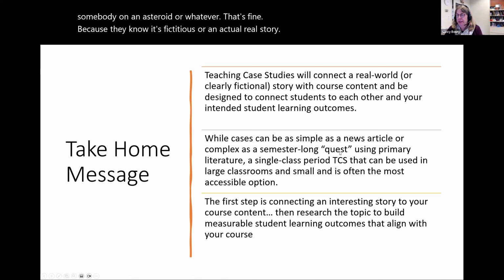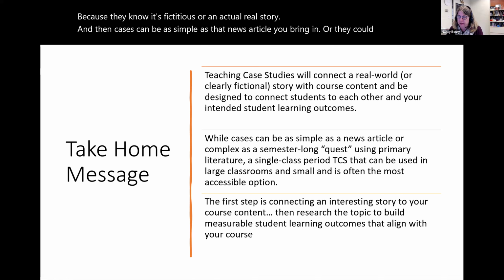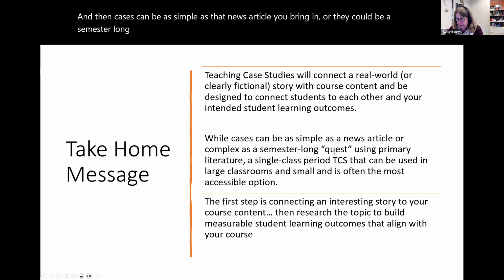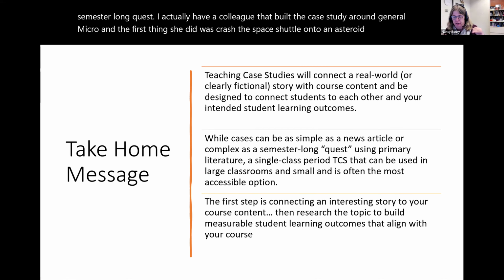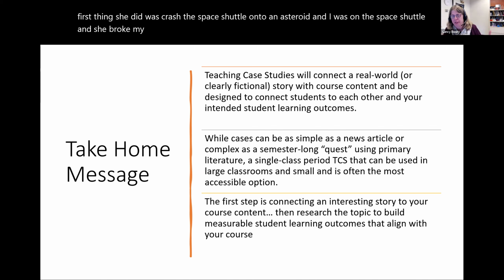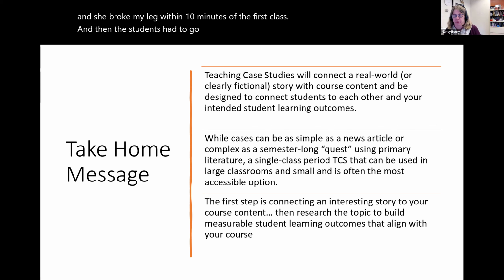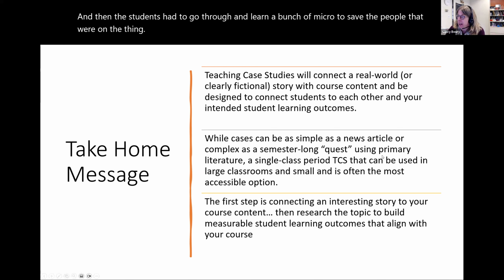And then cases can be as simple as that news article you bring in, or they could be a semester-long quest. I actually have a colleague that built the case study around General Micro, and the first thing she did was crash the space shuttle onto an asteroid, and I was on the space shuttle, and she broke my leg within 10 minutes of the first class. And then the students had to go through and learn a bunch of micro to save the people on the thing. So it was fun.